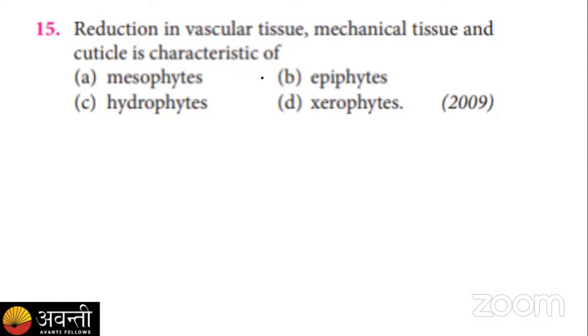Right. So everyone has given the correct answer. These are the xerophytes, because when we have a high amount of vascular tissue, transpiration will take place the most. So we have to reduce the transpiration level. For that, we require the presence of cuticles also, right, to prevent the water loss. So the option D is the correct answer for this question.